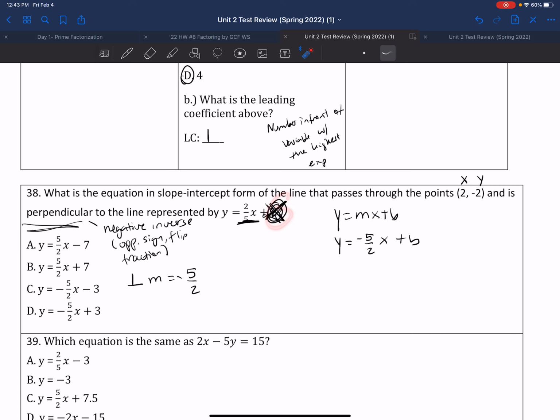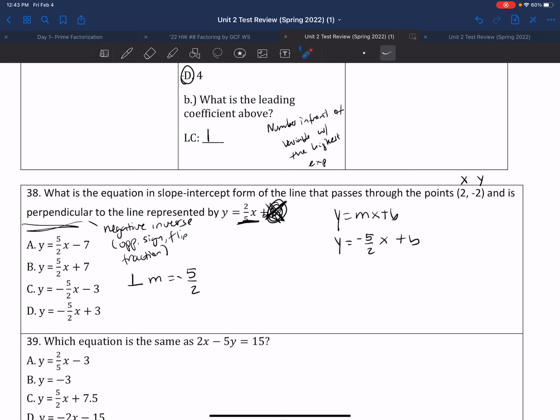Don't include this 2 at all. This should not be anywhere in your problem or when you're doing your work at all. You use this and you use this, and you use whatever it asks you. If it asks you for parallel, you use the same slope. If it asks for perpendicular, you use the opposite sign and flip the fraction. Okay, so let's go ahead and plug things in.